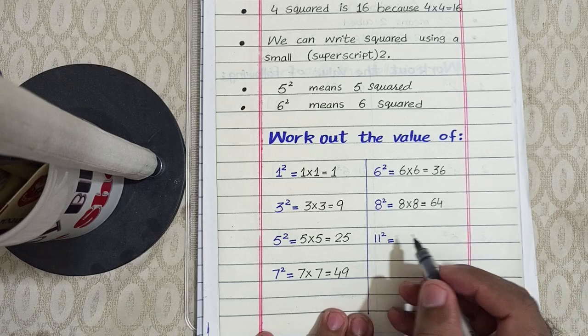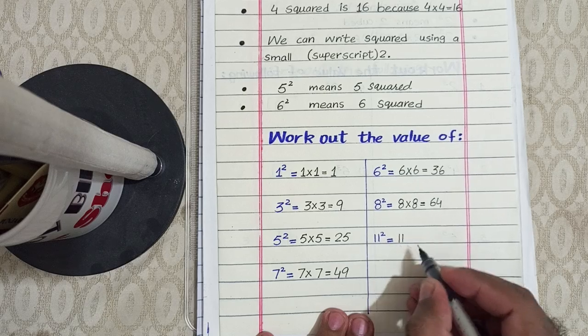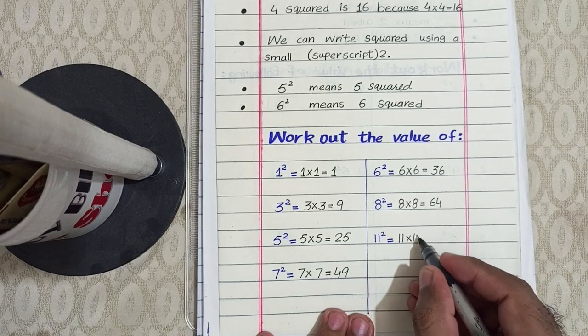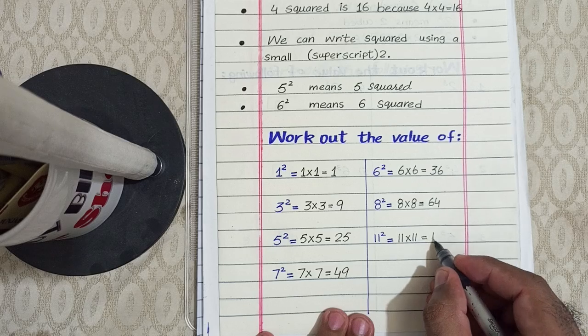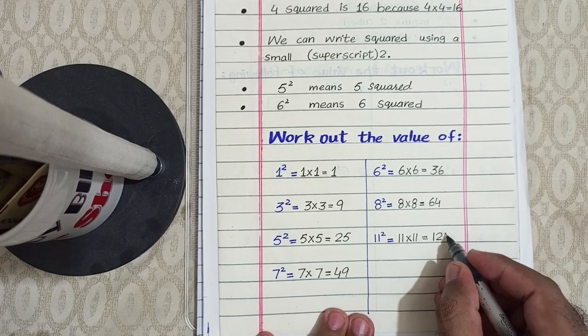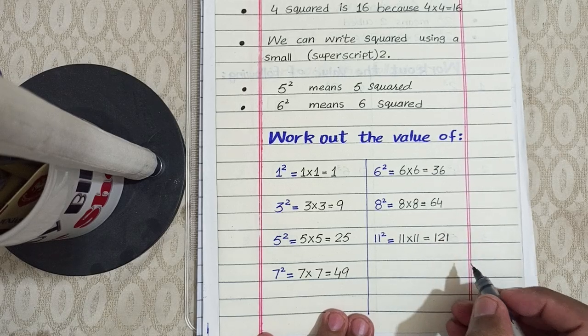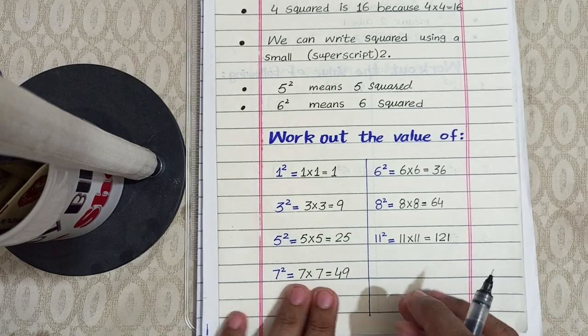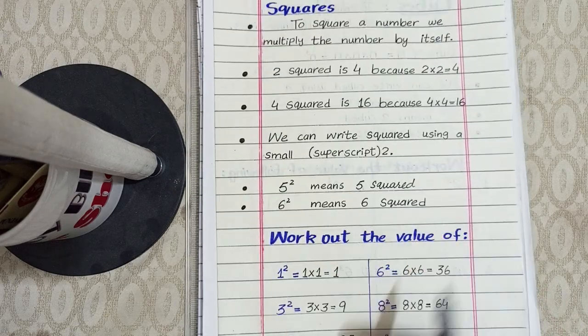Now 11 squared, so we multiply 11 with 11, so our answer is 121. I hope you understand all these questions.